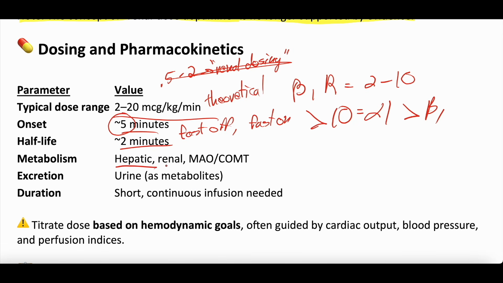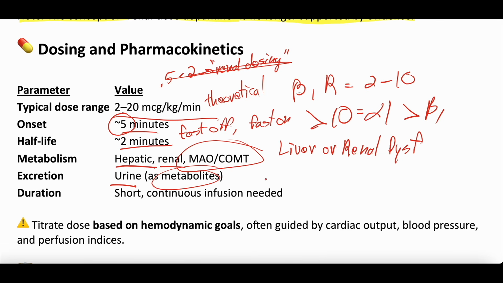It is metabolized hepatically as well as renally, so in the liver and kidneys through the MAO and COMT mechanism. So if you have significant liver or kidney dysfunction, this can lead to longer half-lives because you won't be able to metabolize it as fast. The metabolites are excreted in the urine, right? It was already metabolized to its inactive metabolites that are then peed out. Duration of action is short, so you need a continuous infusion.